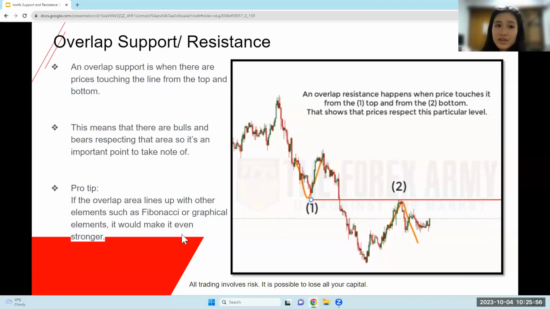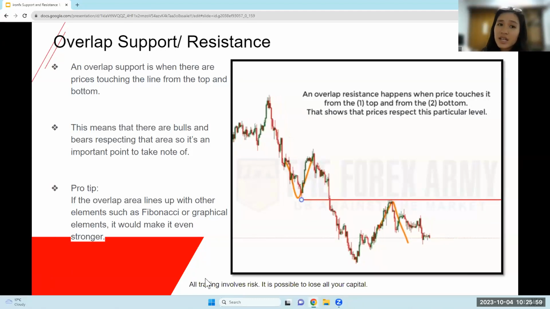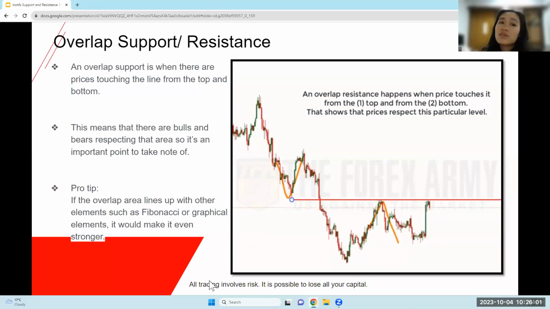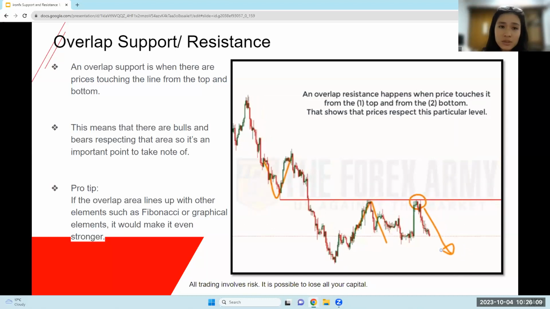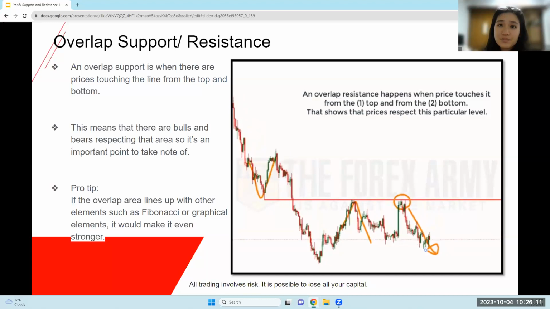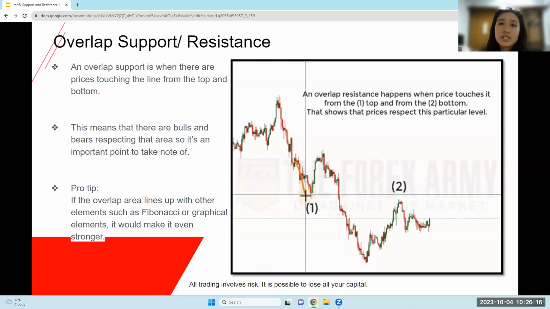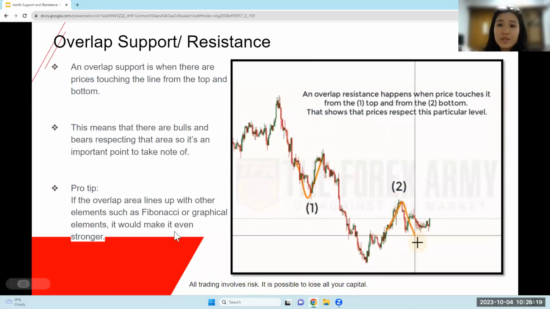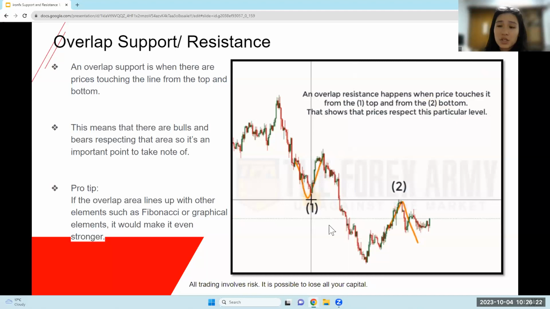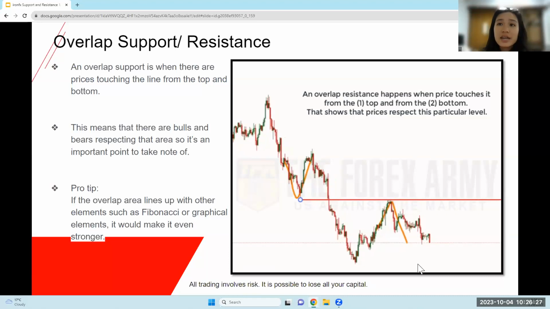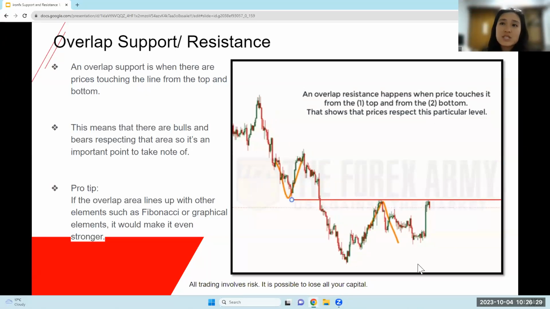Once again, if your overlap area lines up with other elements such as Fibonacci or graphical elements such as a moving average or pivot points, for example, it will make it even stronger. In this GIF, an overlap resistance happens when price touches it from the first point, which is over here, and from the bottom, which is here. Basically, when there is a swing low and a swing high that line up nicely in the same area, that's what an overlap level is.